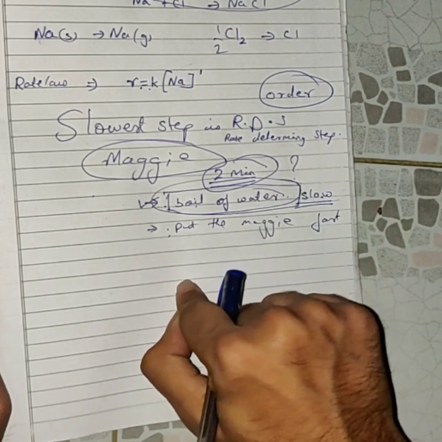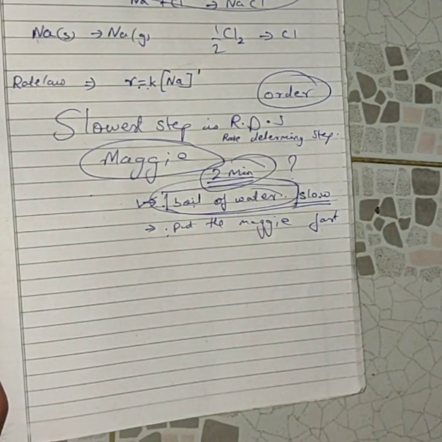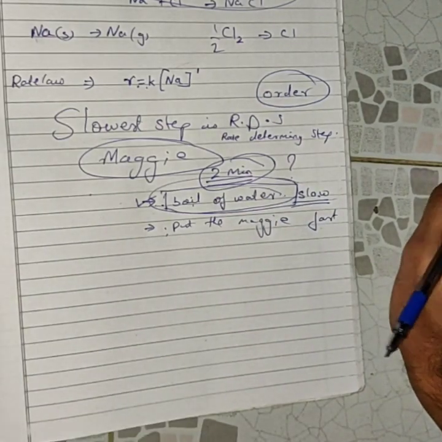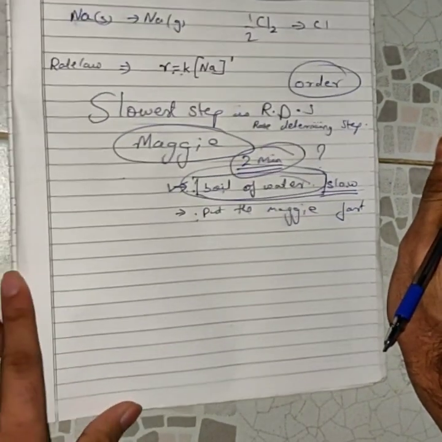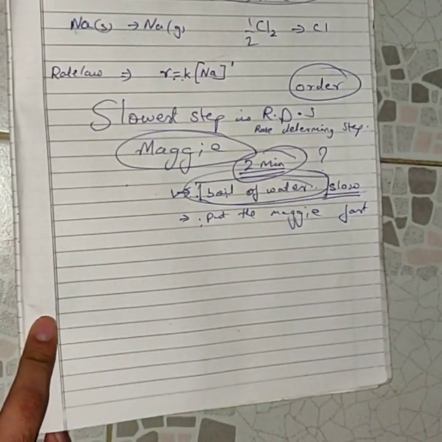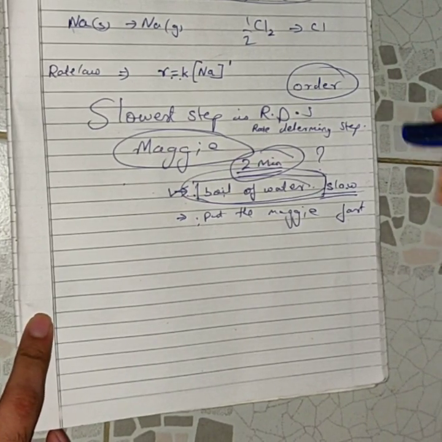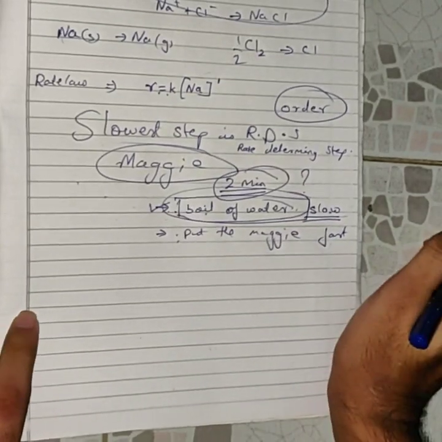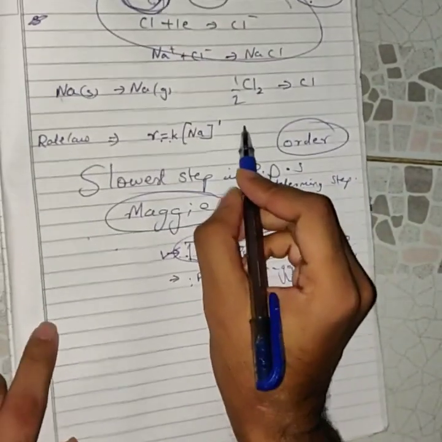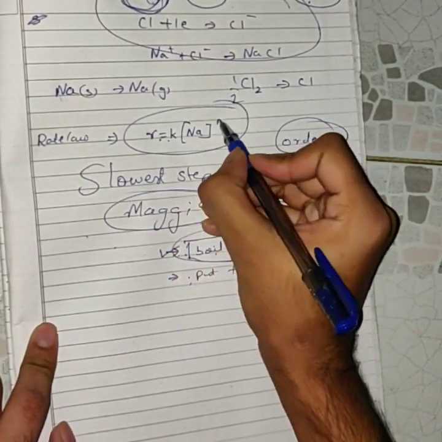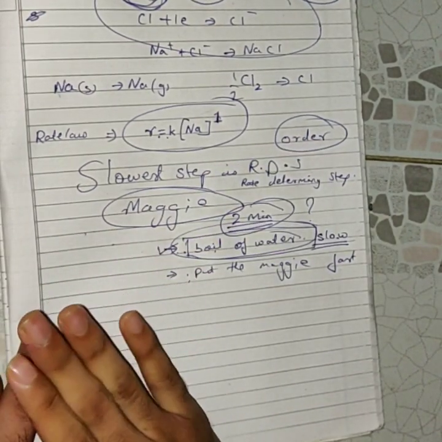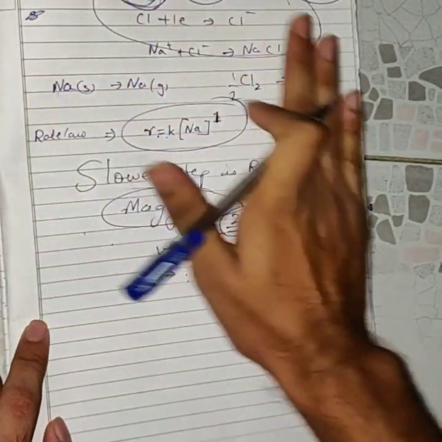So when are we going to start the journey? According to the fastest person or according to the slowest person? We'll start the journey according to the slowest person. That means he is the determining factor. Similarly, the slowest step will be the rate determining step. Okay, and from this we conclude that this is the first order reaction since you have 1 here, right? So that is order and molecularity.